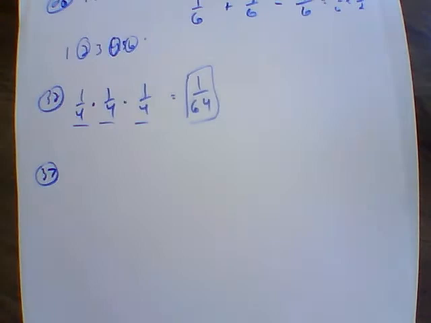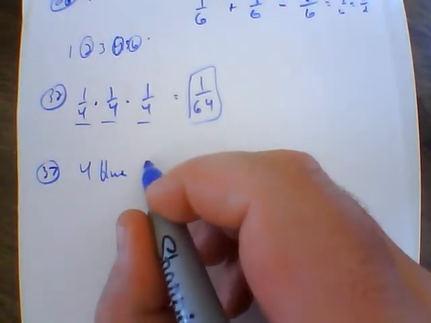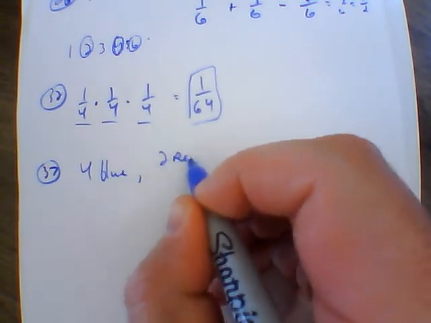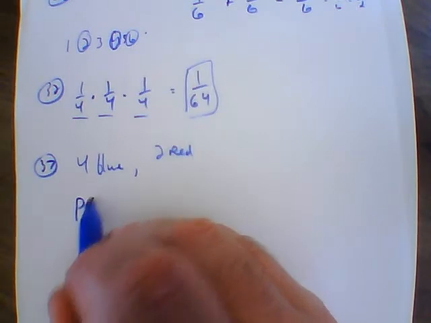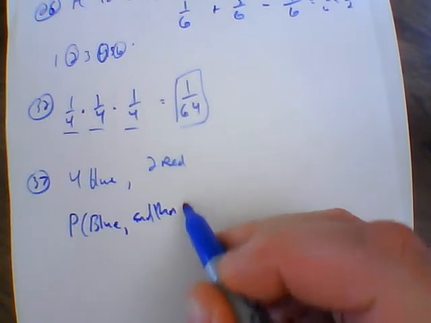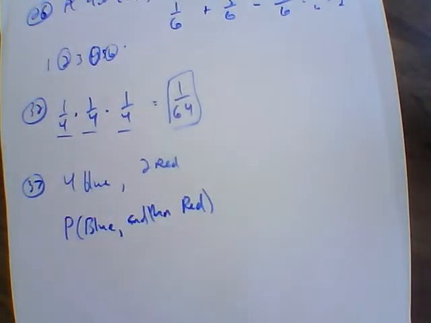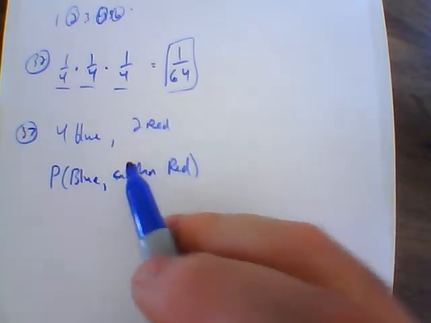Okay, so number 37 says a jar contains 4 blue marbles. So 4 blue, 2 red. Suppose you choose a marble at random and do not replace it, and then you choose a second marble. Find the probability of each event. We want the probability of a blue and then red. So probability of blue and then red. You notice, and then. So we want one event and then the next to happen.